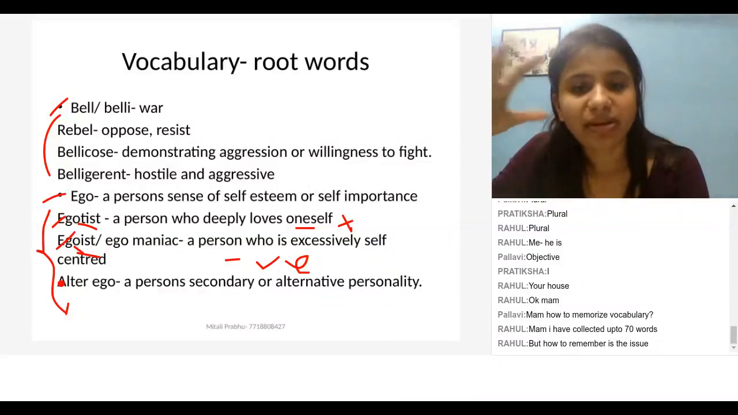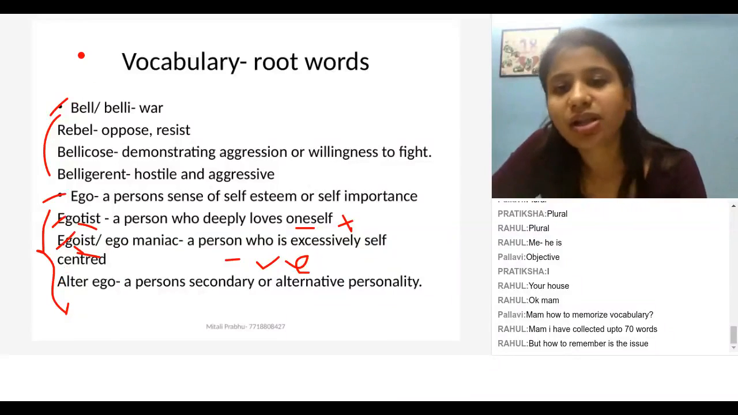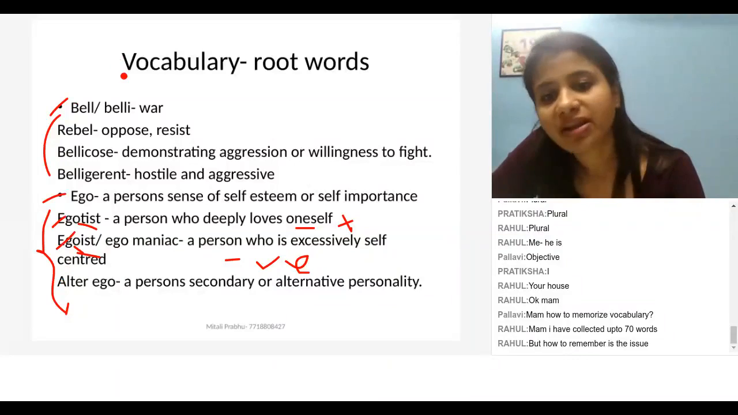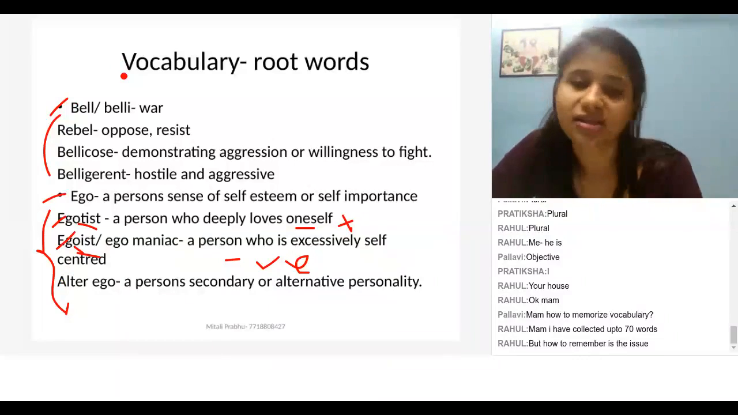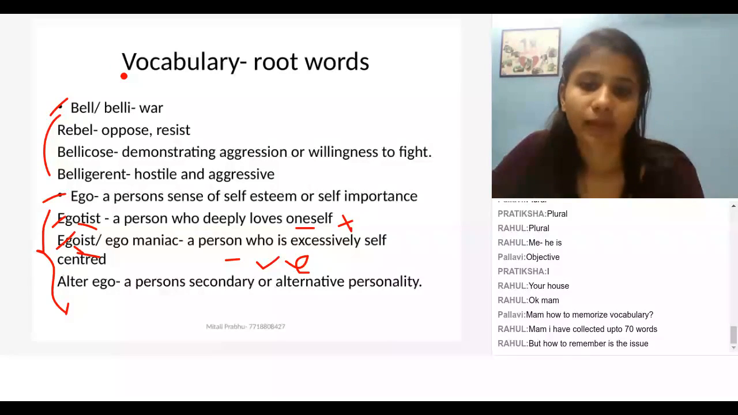You'll have to take vocabulary very, very seriously. See, grammar and all is one thing, but vocabulary is going to fetch you the maximum marks in seconds. Okay, it's going to be 1 second and 1 mark in your pocket.